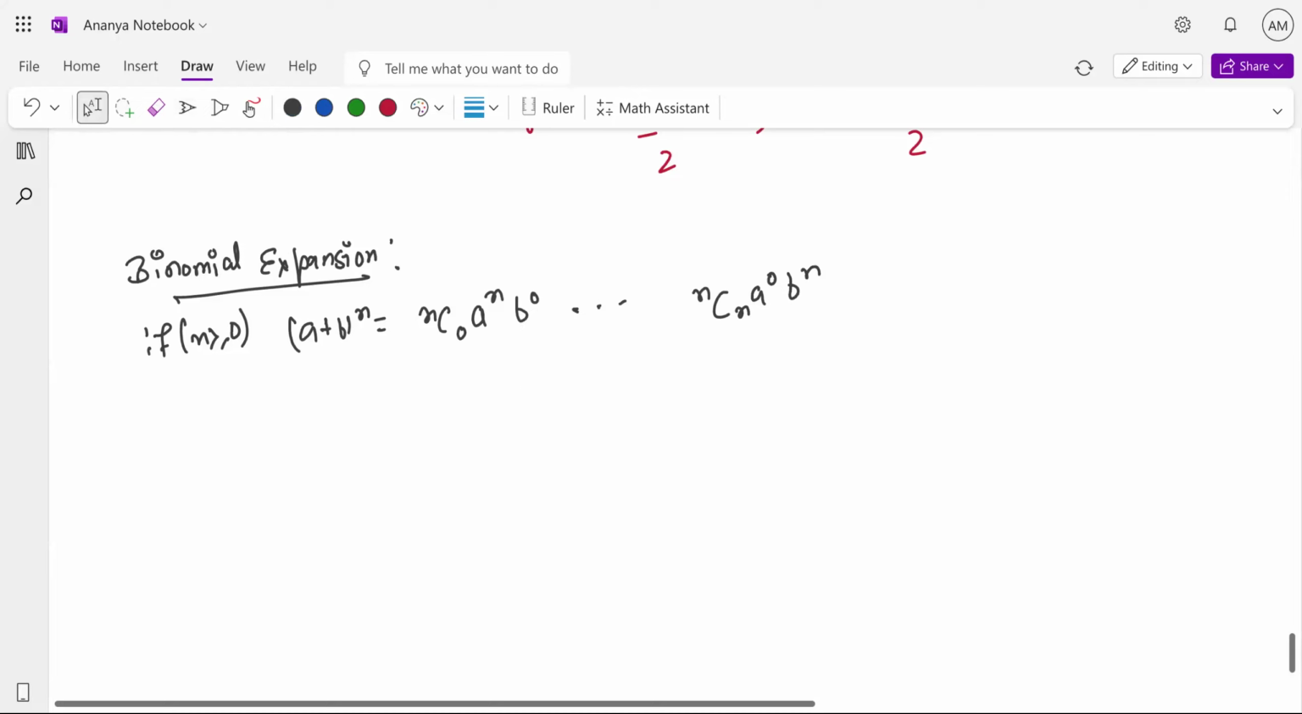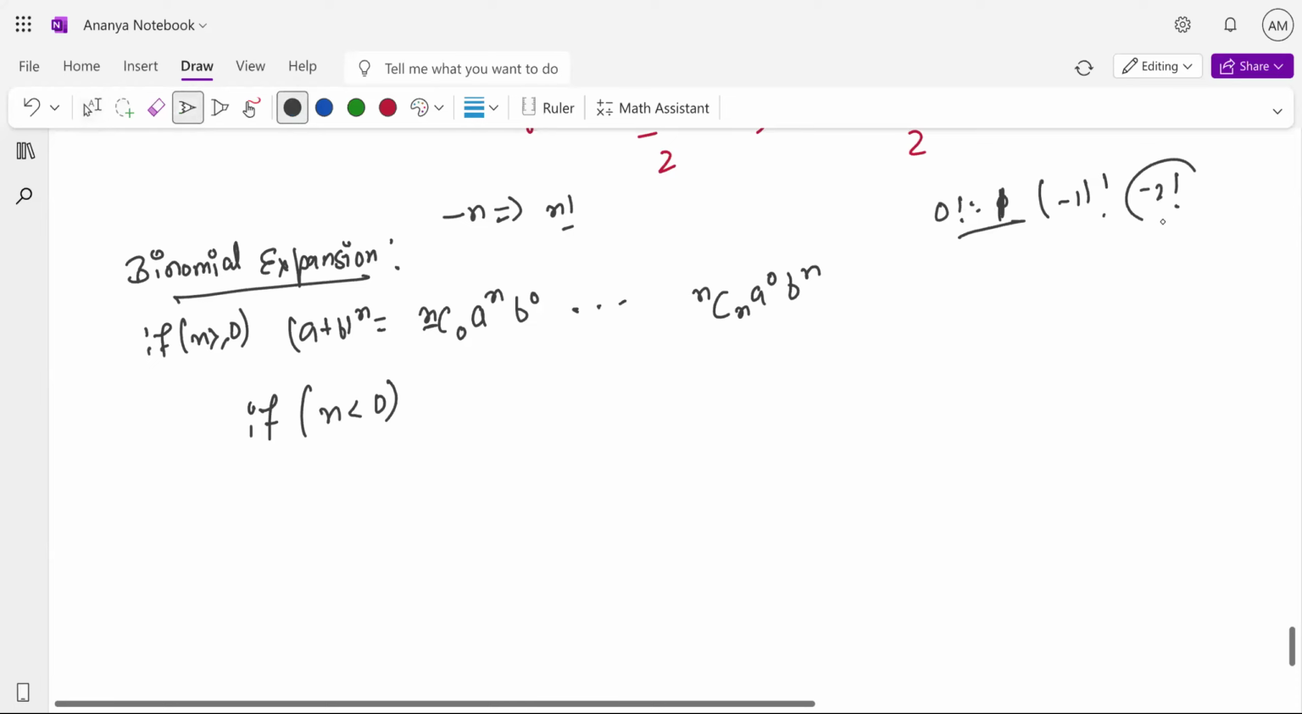But what do you think? Will it be applicable if I say my n is negative right now? What if n is less than 0? Because if n goes less than 0, we don't have a factorial present, right? Because 0 factorial comes out to be 1 itself, but we never discussed minus 1 factorial, minus 2 factorial, and all. Yes, sir. So how should we solve this? Do we have another method which can solve our problem?